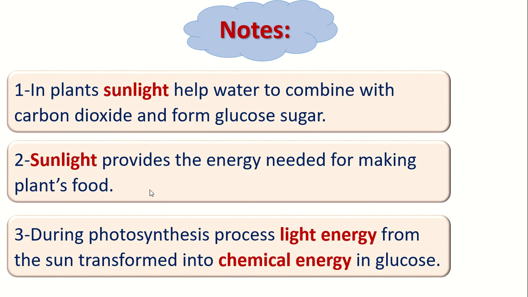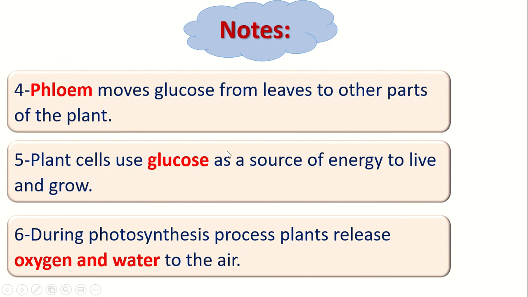So in the photosynthesis process, the plant uses which energy and changes it into which energy? The plant uses the light energy from the sun and changes it into chemical energy in glucose. So the plant uses light energy and changes it into chemical energy. Light energy changes into chemical energy.